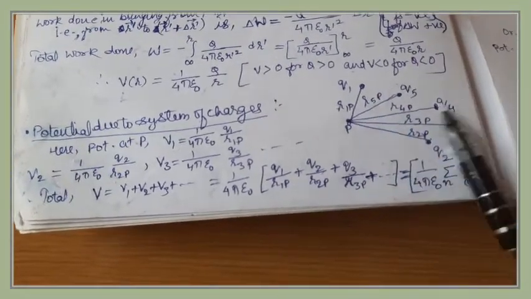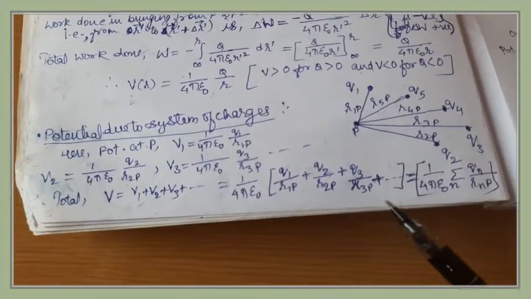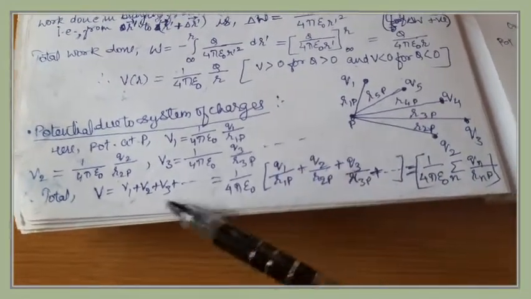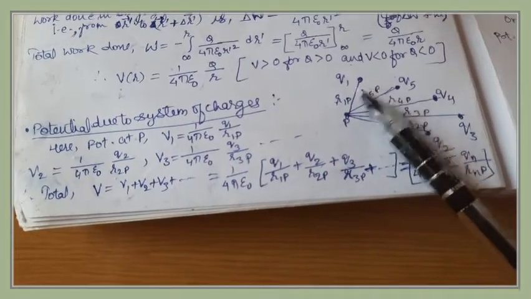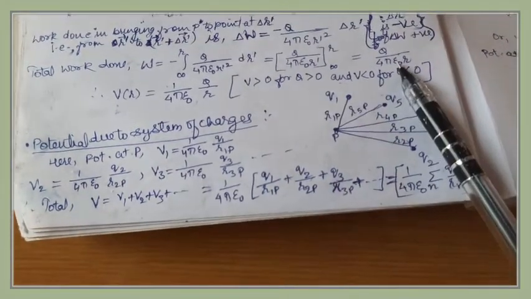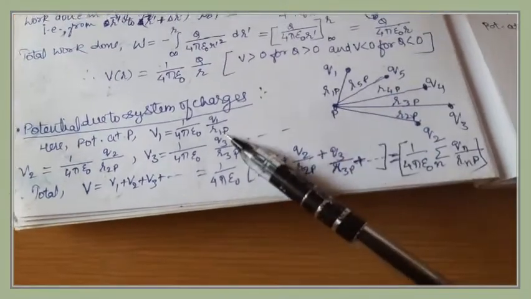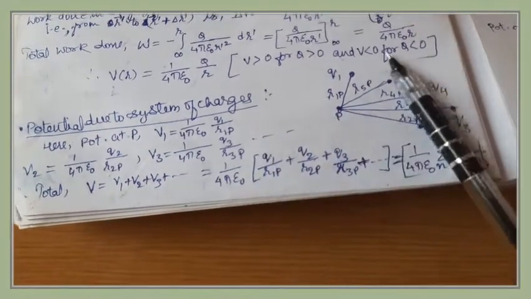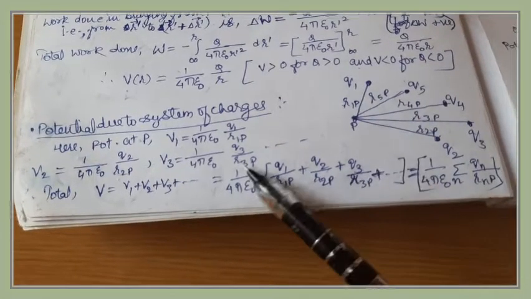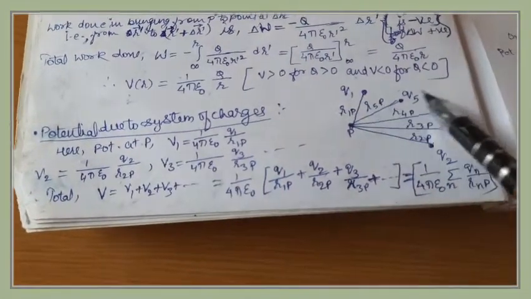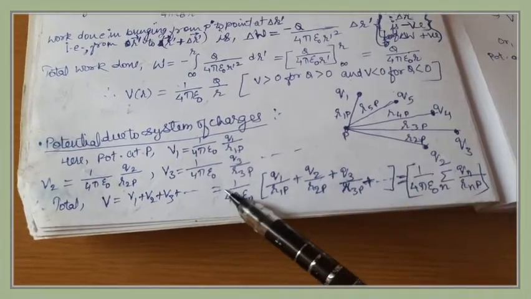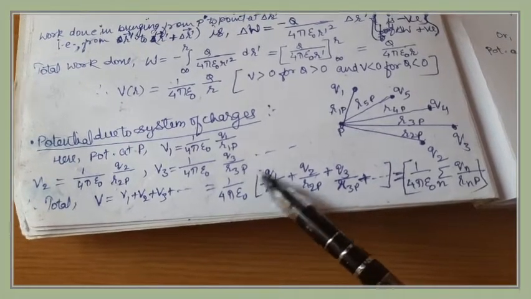We will determine the potential due to each of the charges at point P and then take the sum to determine the net or total potential due to the system of charges. So potential at P due to q1, according to the formula for potential which we determined yesterday in the last class, is 1 upon 4 pi epsilon naught q by r. Here r1P is the distance of charge q1 from point P. Similarly, due to charge q2, it is 1 upon 4 pi epsilon naught q2 by r2P, and similarly V3 due to charge q3 and so on.